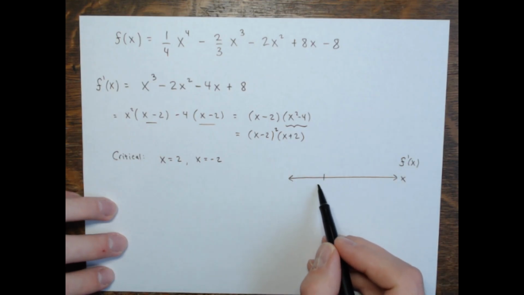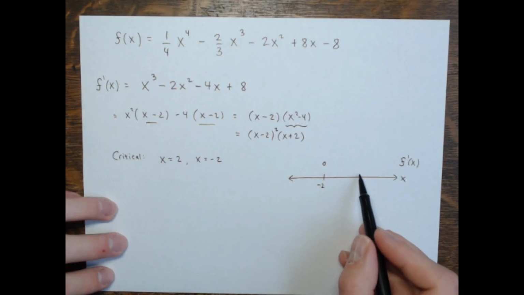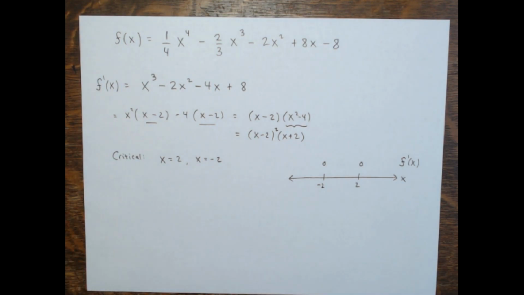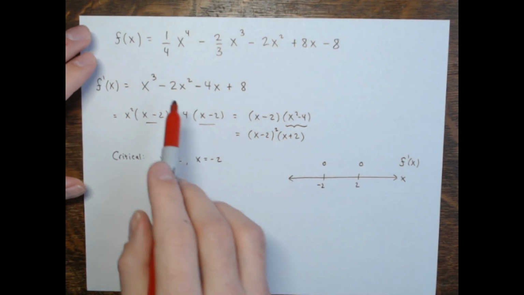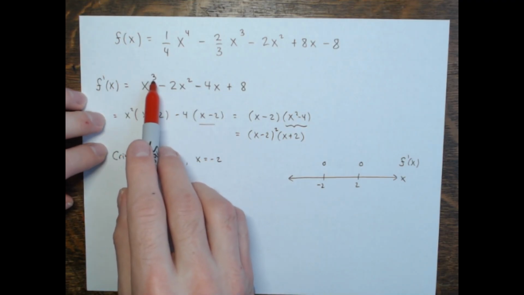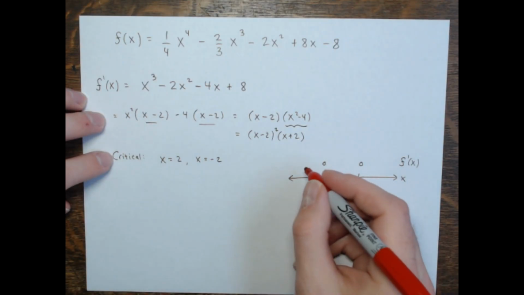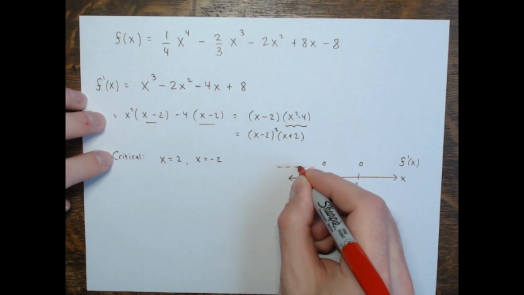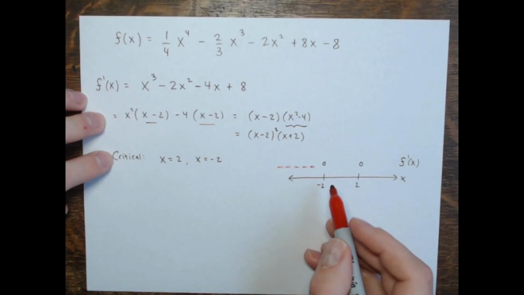At negative 2, it's 0. At positive 2, it's 0. And then hopefully, you should know some stuff about polynomial functions. This is an odd degree, positive coefficient. So it should be negative on the left end. So negative values up until negative 2.